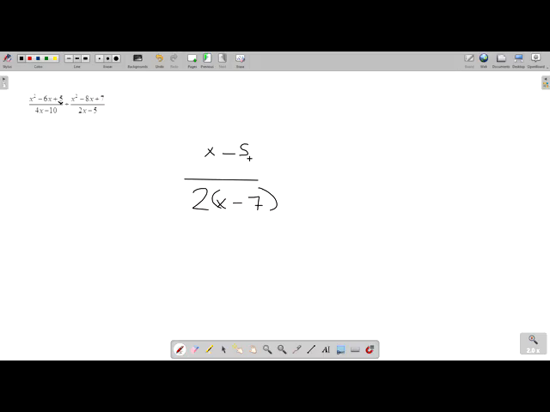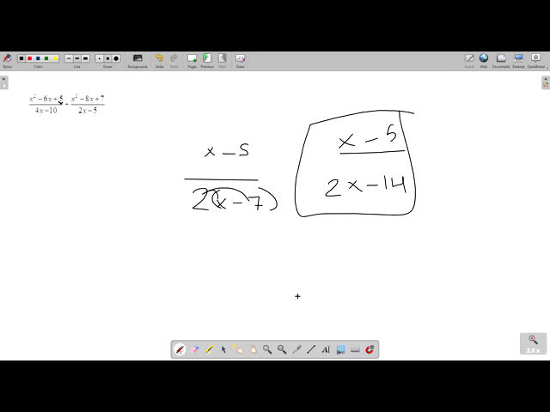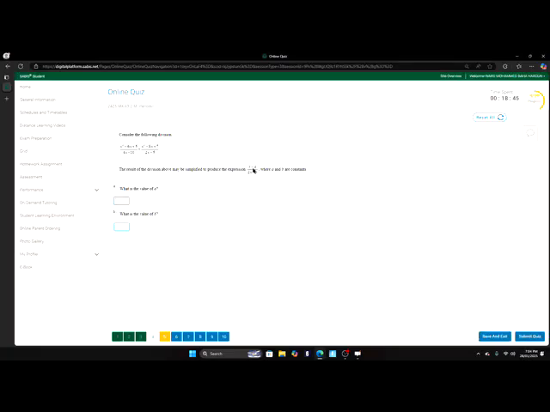Yeah. In this case, 2x minus 7, x minus 5. And here, since we have 2 outside the brackets, we distribute it, okay? So the outcome is going to be x minus 5 over 2x minus 14. That's the answer. Going to SDP. X minus 5, 2x minus 14. Moving on to the next question.